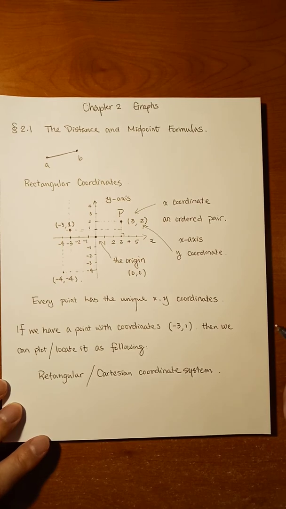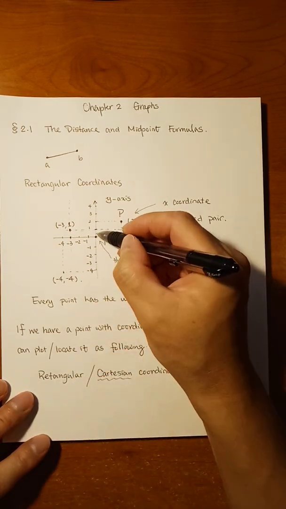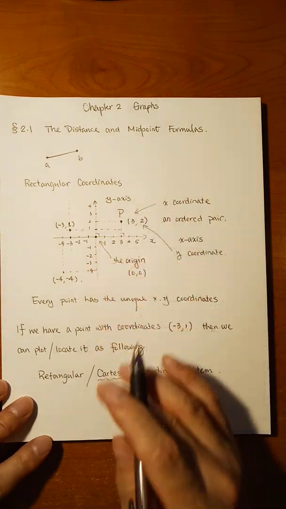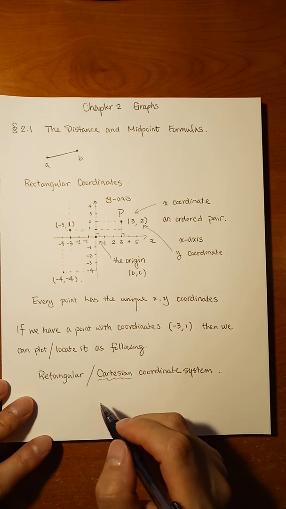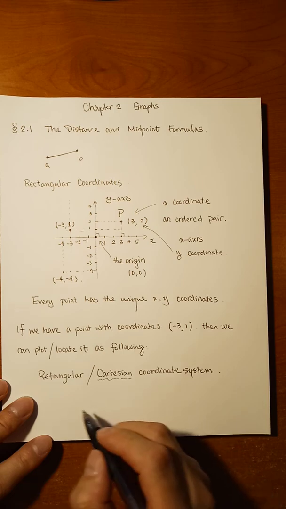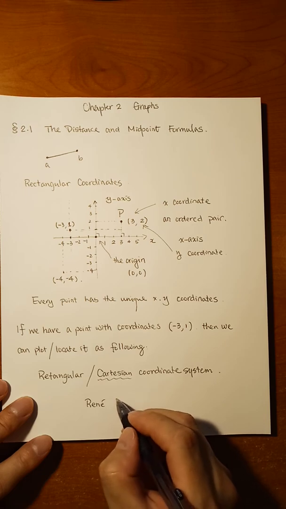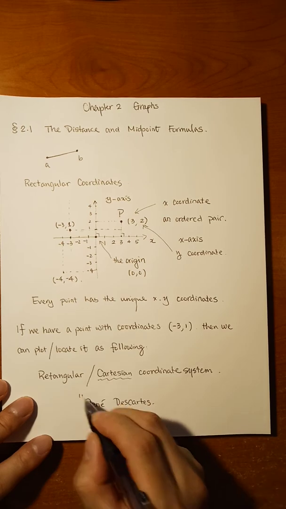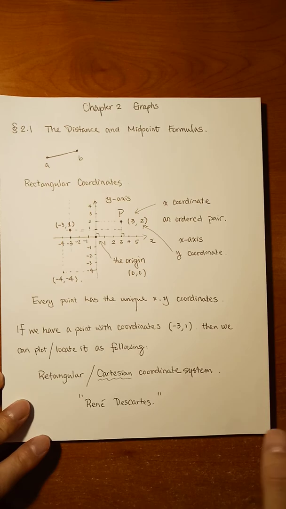Cartesian coordinate system. This is a rectangular system because it has a right angle. It is called Cartesian because the system was designed by a French mathematician, René Descartes. He invented the system, so we use the Cartesian coordinate.